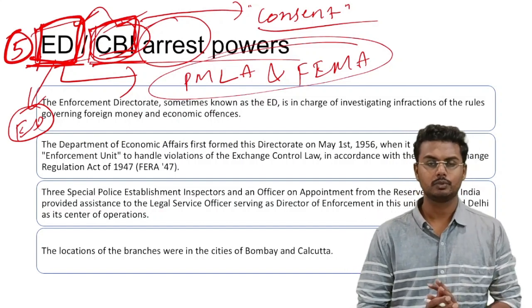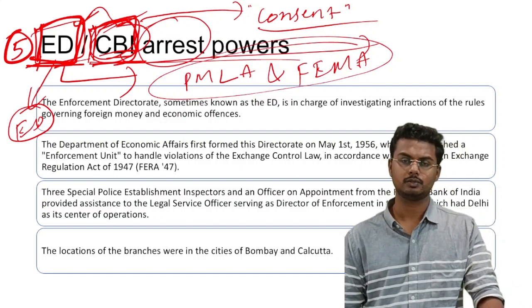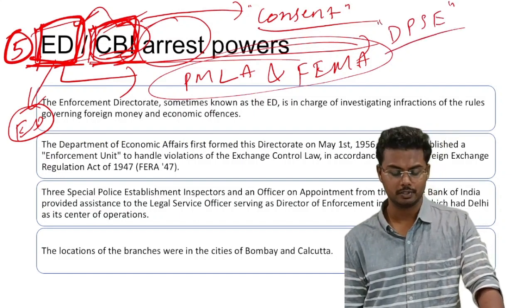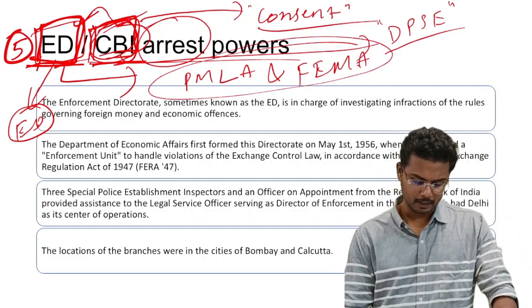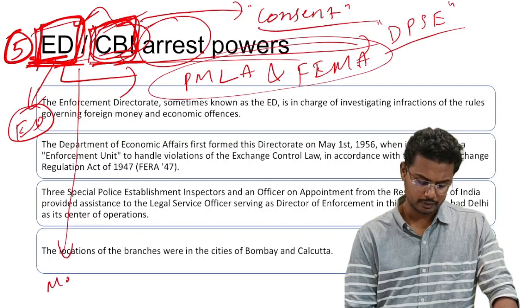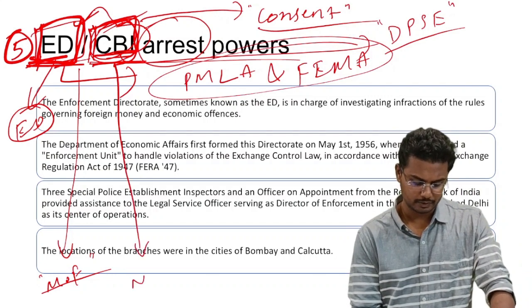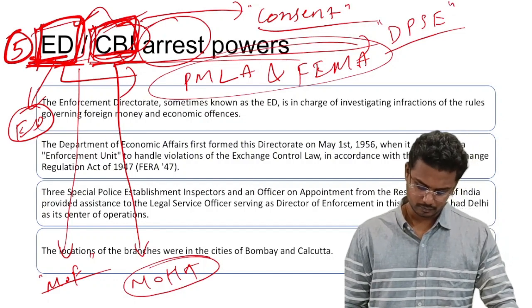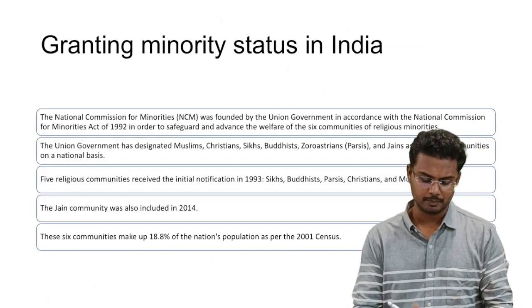Alright, please remember, CBI is not a statutory body. Most of you might get confused. Please remember, CBI is not a statutory body. However, it works under the provisions of the Delhi Special Police Establishment Act. And ED works under the supervision of the Ministry of Finance, whereas CBI is concerned with the Ministry of Home Affairs. So this is the basic difference between the Enforcement Directorate and CBI.